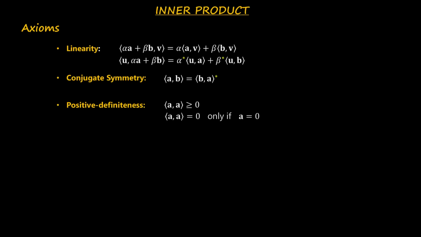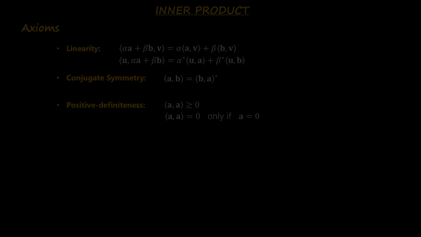Let's look at some more important properties of the inner product. When an inner product follows these axioms, including the positive definiteness one, we can then prove the following important inequalities. Schwarz inequality. This states that the complex magnitude of an inner product is always smaller than or equal to the product of the norms of the two vectors.